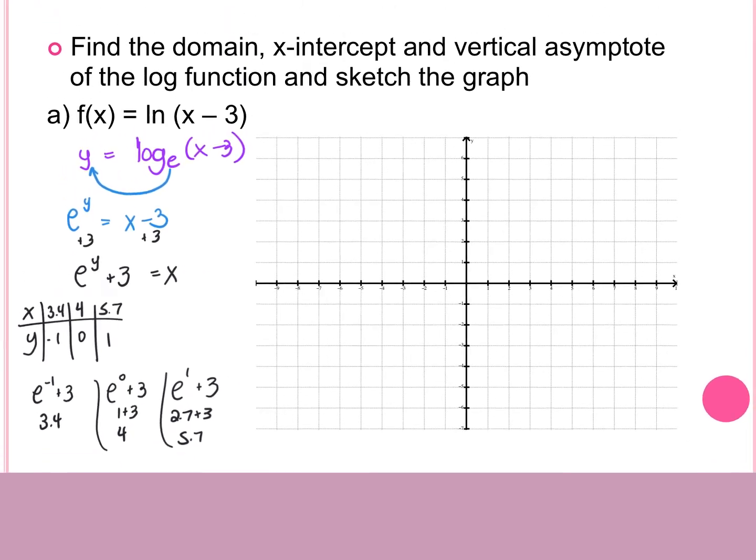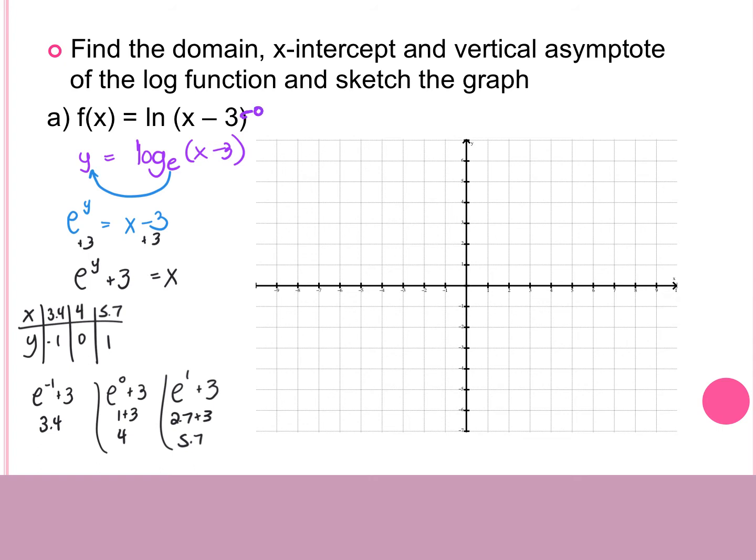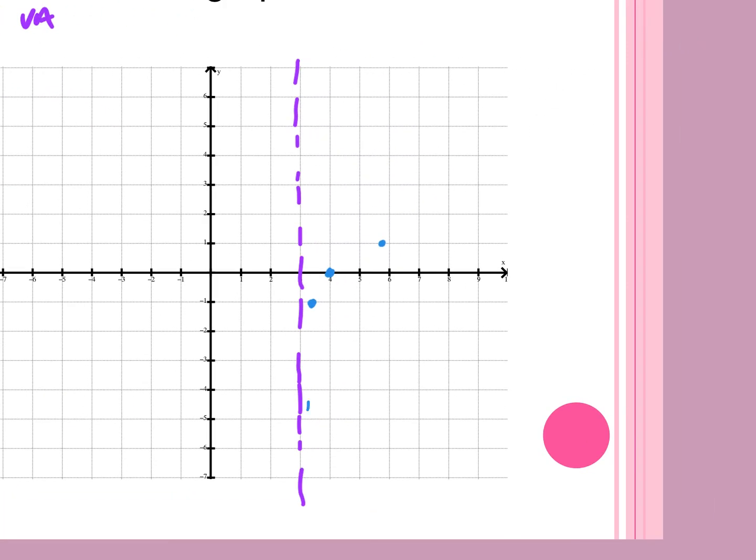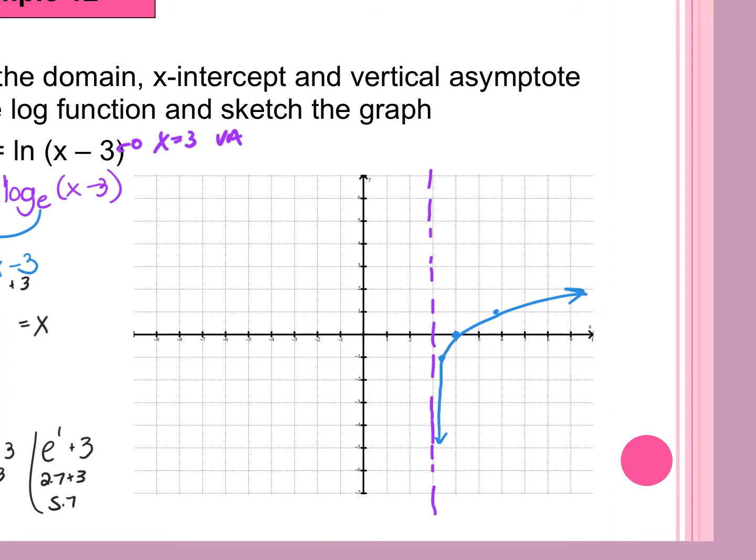Where's my vertical asymptote? Good. x equals 3 is the vertical asymptote. So then I plot 3.4 and negative 1, 4, 0, 5.7, 1. My vertical asymptote is at x equals 3.